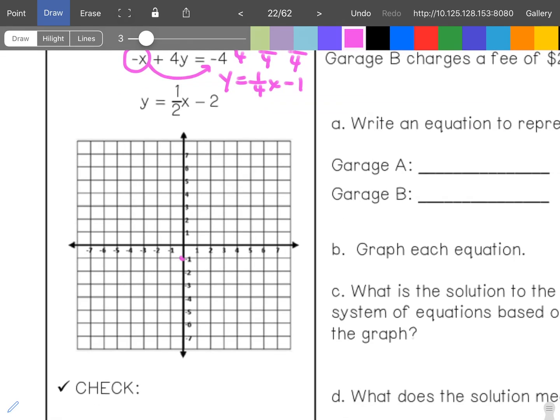So that's our starting point, negative 1. And then our slope is 1/4, positive. So we go up 1, right 4. Up 1, right 4. What's the opposite of going up and right? Down and left. Down and left.